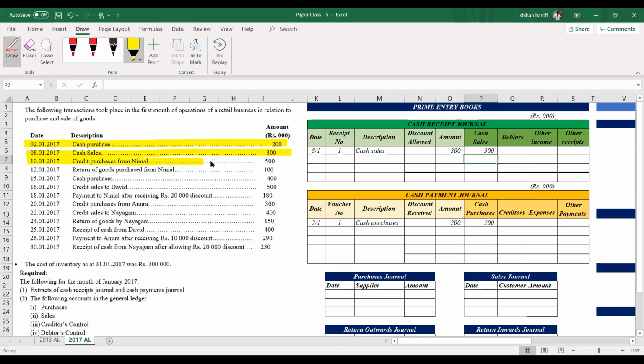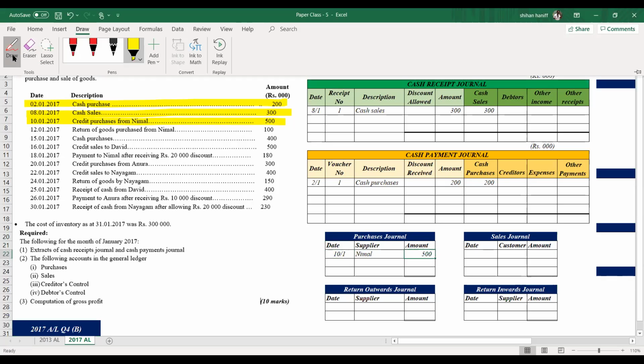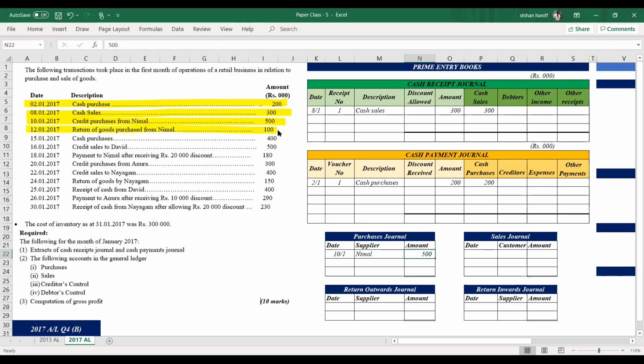Third transaction, credit purchases from Nimal. So it goes to the purchases journal. Date is 10th of January. Purchases from Nimal, 500,000. So purchases journal, we have to take 500,000. Return of goods purchased from Nimal, it's a return outwards. What we purchased was returned to Nimal. So it goes to the return outwards account, 100,000.